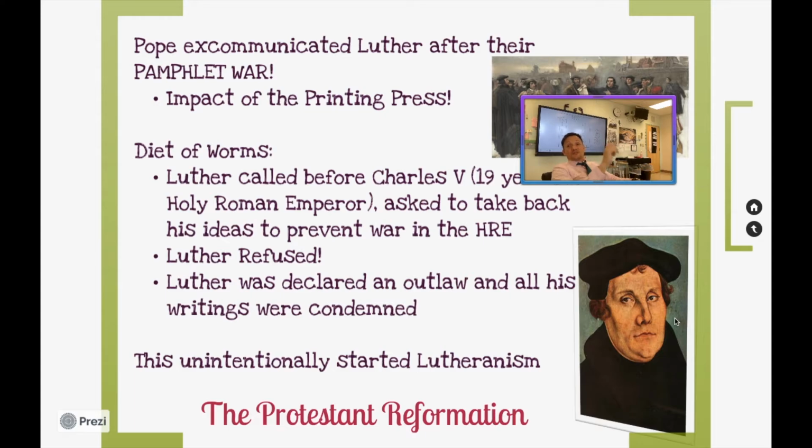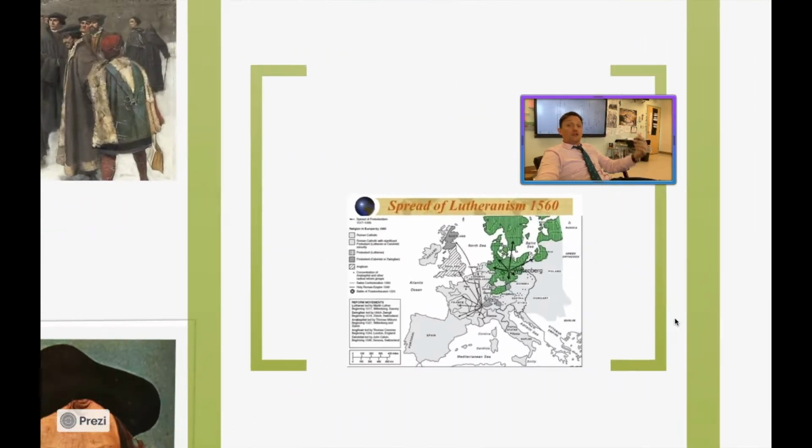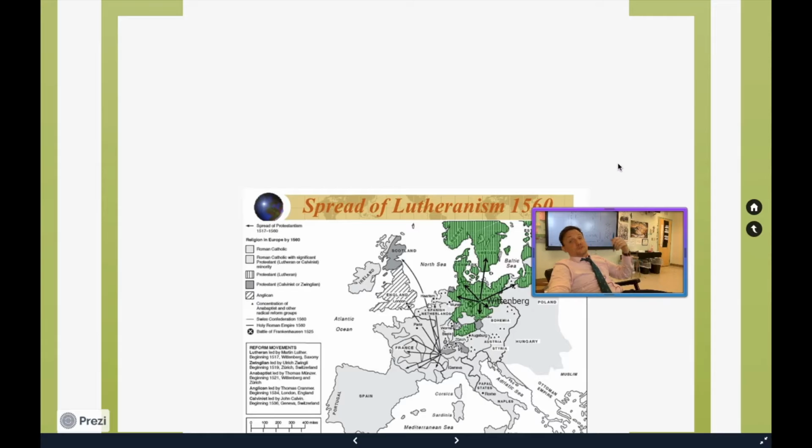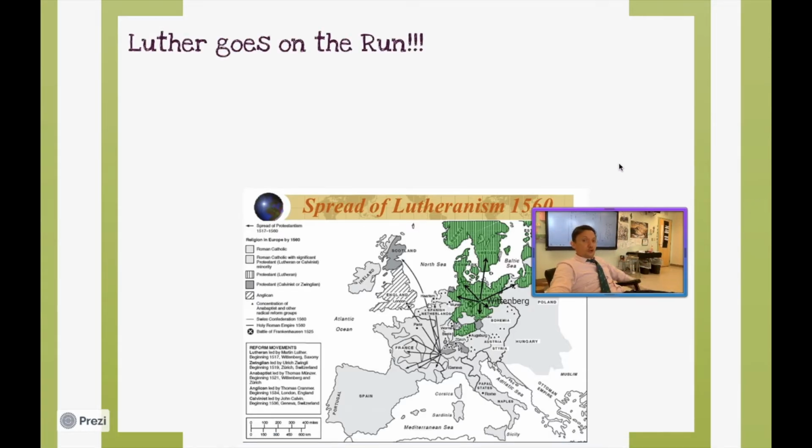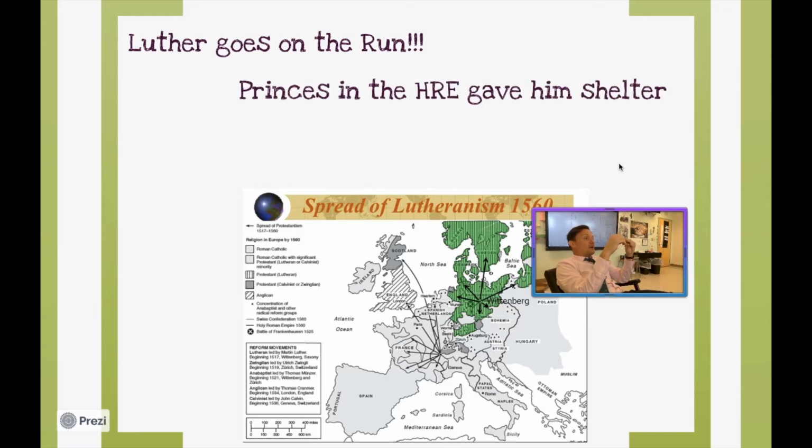So Luther refuses to take back his ideas. Luther gets declared an outlaw at that point, and basically all of his writings get condemned. This is where he unintentionally starts Lutheranism, right? His followers start becoming Lutherans, and other reformers start popping up, people that are like, man, I like your ideas. So Luther goes on the run, and the princes of the Holy Roman Empire give him shelter. They start defying Charles V, and they become the first followers of Lutheranism.